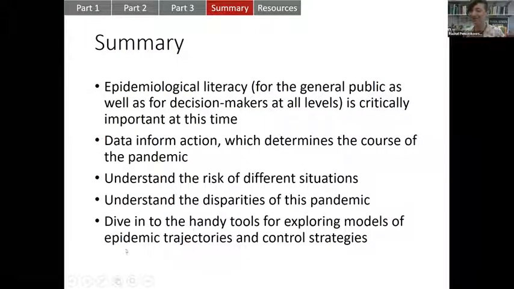And so I want to leave you with the encouragement to dive into some of the very many really nice handy tools that people have published on the web so that anyone, whether a college student or not, an epidemiologist or in any other field, can take a stab at looking at how our actions and our control possibilities might just be able to turn things around sooner than later.